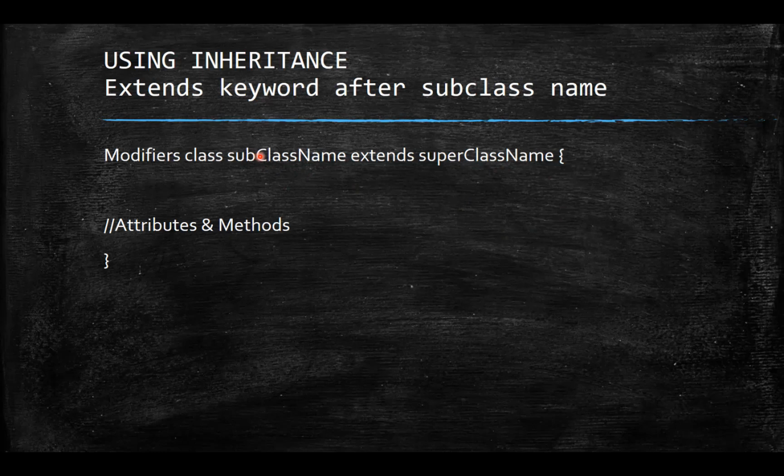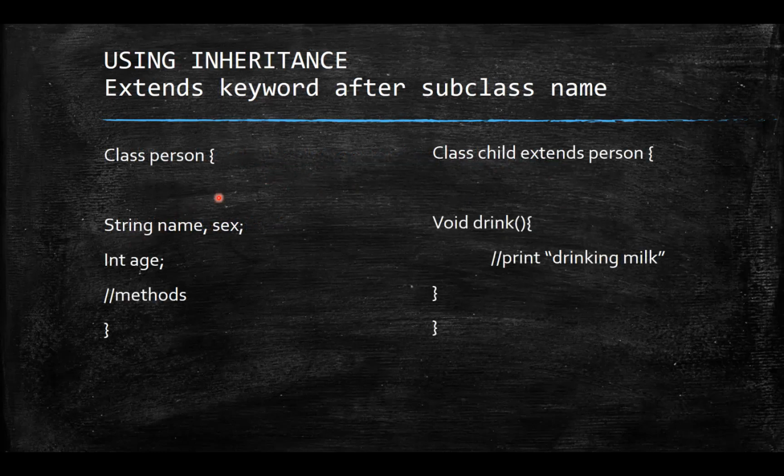Okay, this is a parent and this is a child. After that, we put the attributes and methods. For example, we have here a practical example. This one is the superclass and this is the subclass. Why? Because in a subclass, you have to use extends to inherit whatever is in its parent. Here, our parent is Person. First is our class, Person. Under Person there is a string name, sex, and then integer age.